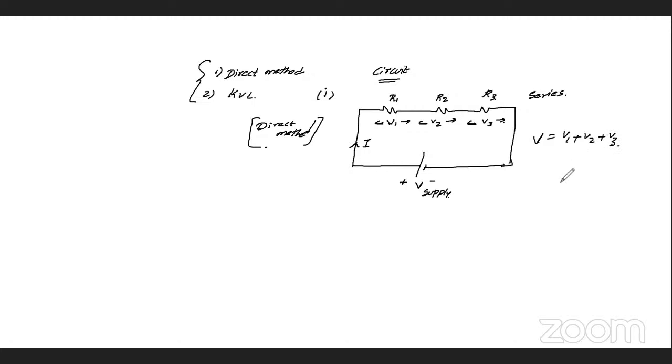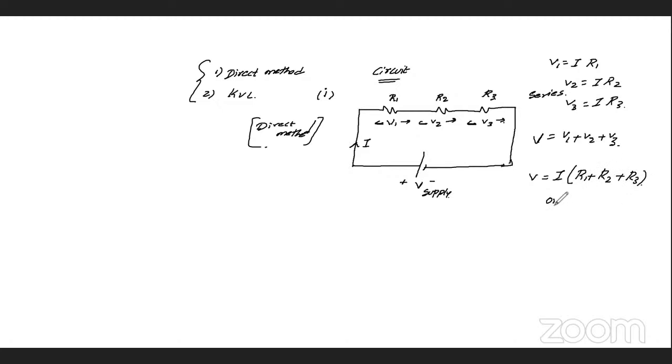It is a simple circuit, so I can find it directly. So we know from Ohm's law, what is V1? V1 is equal to I into R1, V2 is equal to I into R2, and V3 is equal to I into R3. So in the circuit, I need to find the total current passing through it. You can find the equivalent resistance, or else you can add all three from this relation. So V is equal to V1 plus V2 plus V3, and since I is common, I separate it: I into R1 plus R2 plus R3.